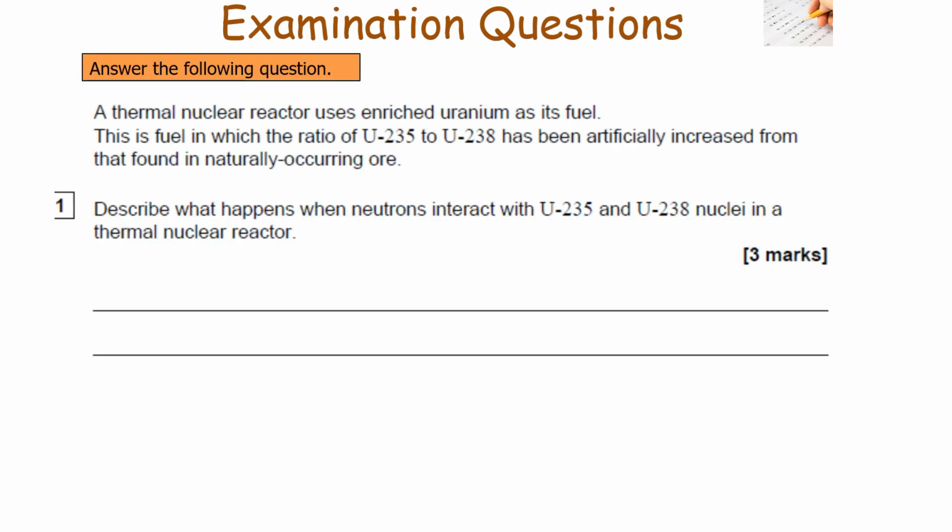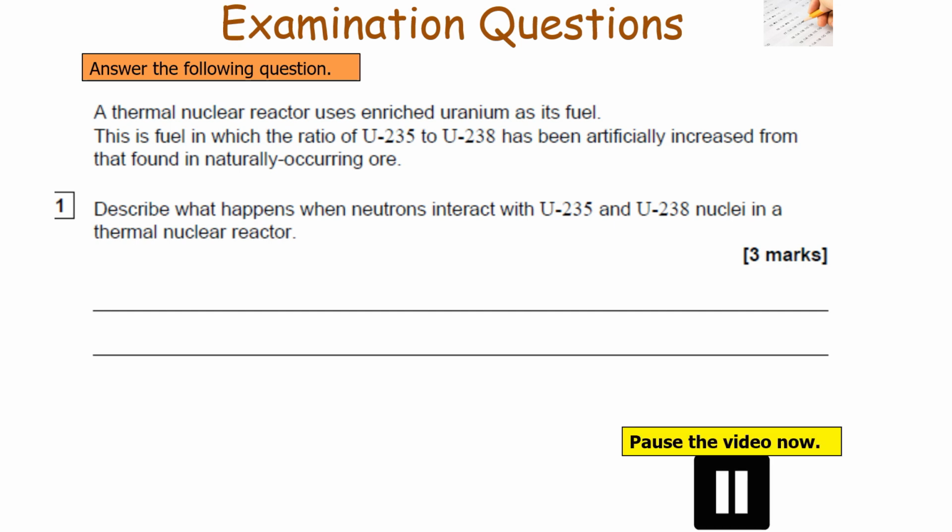The next question says, a thermal nuclear reactor uses enriched uranium as its fuel. This is a fuel in which the ratio of uranium-235 to uranium-238 has been artificially increased from that found in this naturally occurring ore. Describe what happens when the neutrons interact with uranium-235 and uranium-238 nuclei in a thermal nuclear reactor. So pause the video now, then unpause the video when you want to go through your answer.